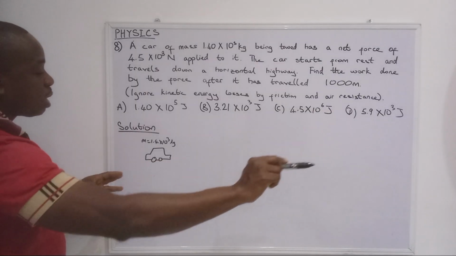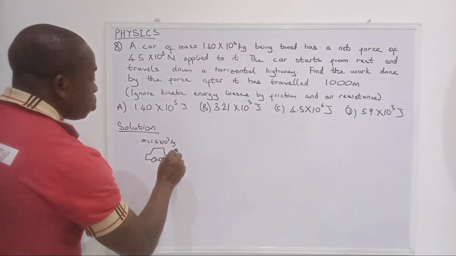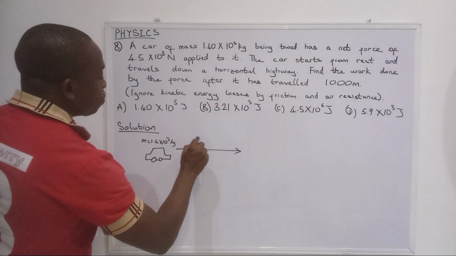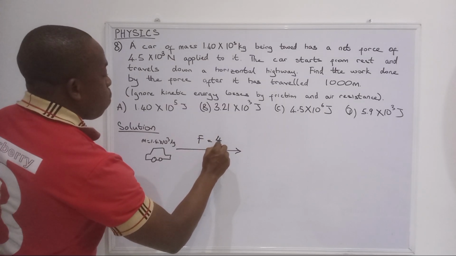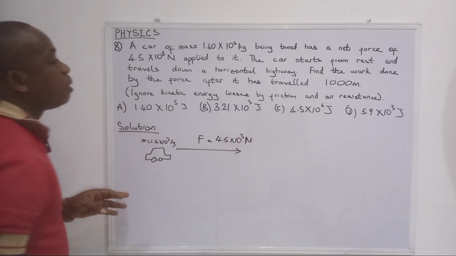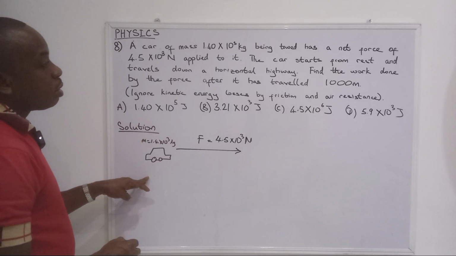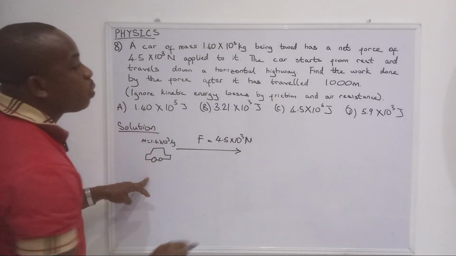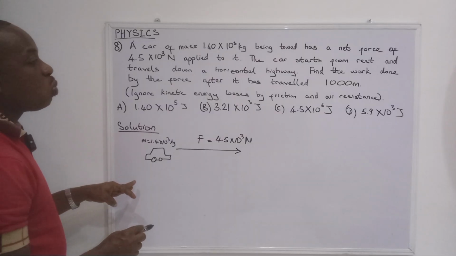So let's take that direction to be the direction in which the car is being towed. So we have a net force moving in that direction of 4.5 times 10 to the power 3 newtons. The car starts from rest and travels down a horizontal highway. Find the work done by the force after it has traveled 1,000 meters.